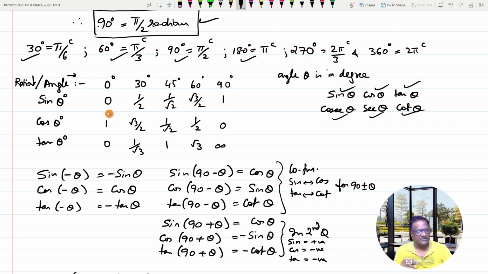Same way, cos of 0 degree is 1, cos of 30 degree is root 3 by 2, cos of 45 degree is 1 by root 2, cos of 60 degree is 1 by 2, and cos of 90 degree is 0. Coming to tan: tan 0 is 0, tan 30 is 1 by root 3, tan 45 is 1, tan 60 is root 3, and tan 90 is infinity. So these are the trigonometric ratios sine, cos, and tan of the angles 0, 30, 45, 60, and 90.